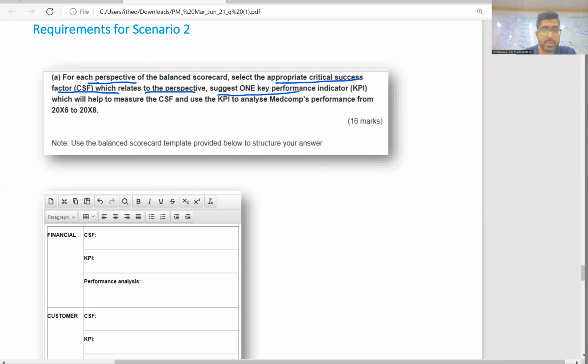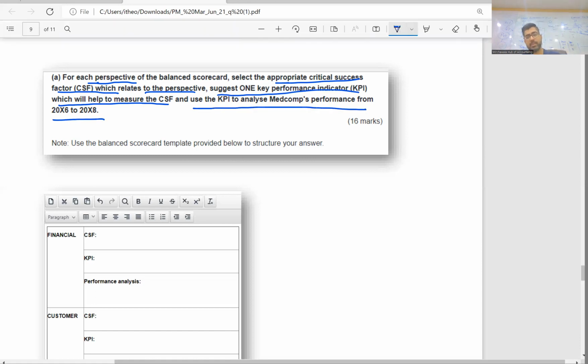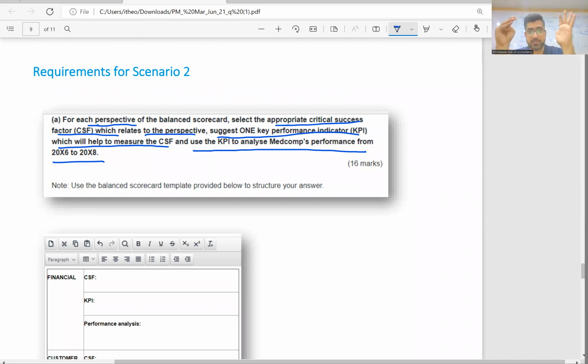Suggest one key performance indicator which will help to measure that CSF, and use the KPI to analyze MEDCOMP performance from 2006 to 2008. Remember there are 4 CSFs given, so select the appropriate one. Then suggest one indicator which will help to measure that CSF. Like if I say my critical success factor is profit, so suggest one indicator which will help to measure whether profit is being achieved or not. I will say my critical success factor is good pass rates. So suggest one indicator, KPI is indicator, which will help to measure the results, and use that KPI to analyze MEDCOMP's performance. Note, use the balanced scorecard template provided below to structure your answer. Now a template is given, and through that we need to structure our answer.